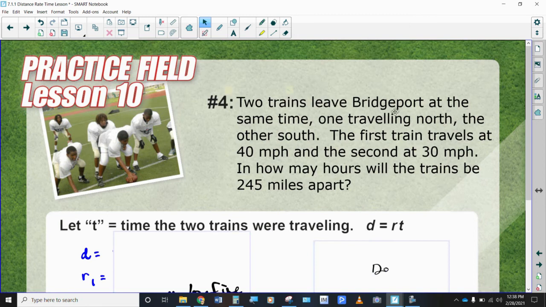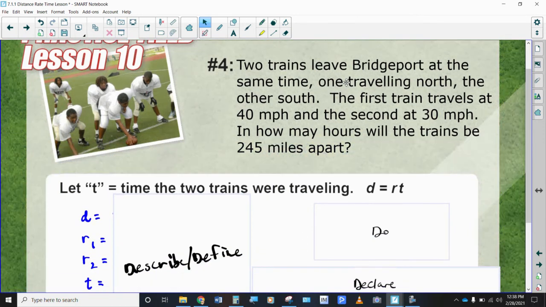Two trains leave Bridgeport at the same time. One is traveling north, the other is traveling south. The first train travels at 40 miles per hour and the second at 30 miles per hour. In how many hours will the trains be 245 miles apart? Okay, so remember, if you're at the train station and you're watching the first train head north, you see it taking off at 40 miles per hour. If you look at the train heading south, that one's going 30 miles per hour.